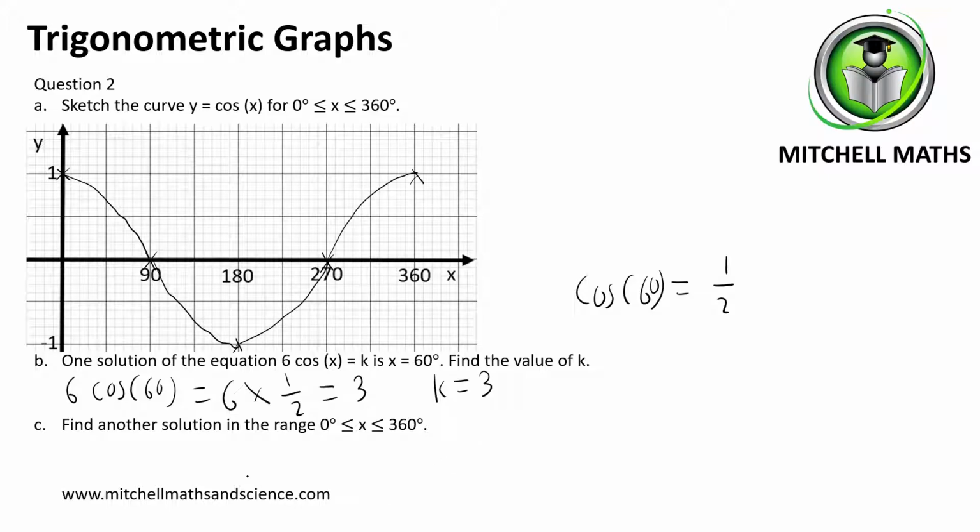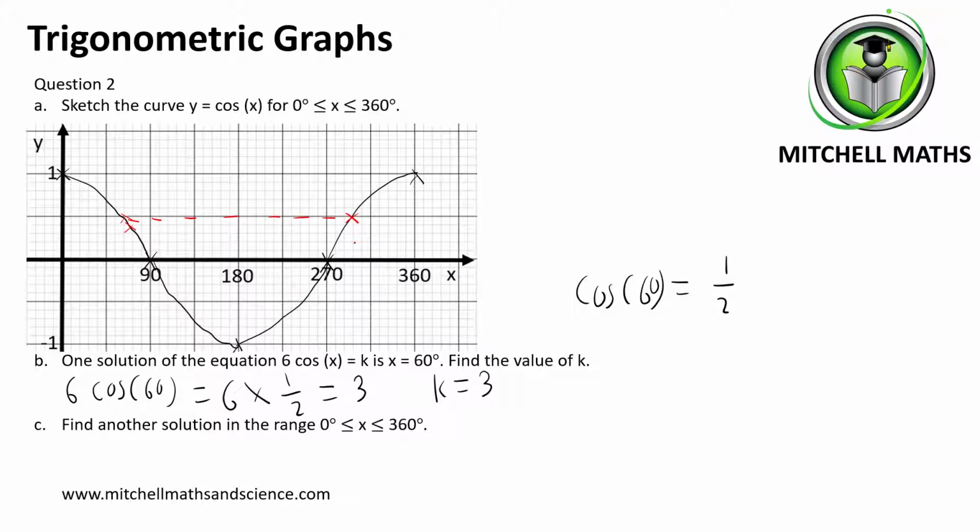The next part, C, is find another solution in the range of 0 degrees to 360 degrees. So we've got a value of cos 60. If we look at the graph, cos 60 would be around here, and it should really be at a half. But if we have a look at this graph, there's another value between 0 and 360 which is going to be equal to the same amount. If we put a dashed line along, it would be here.